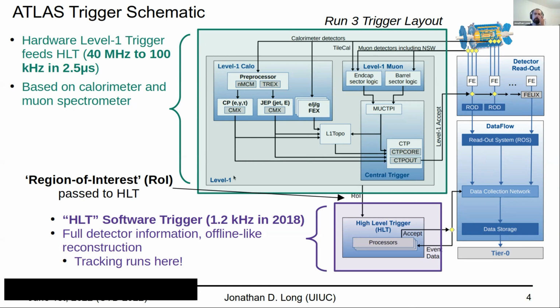Okay. Thank you. Right. So that region around the muon spectrometer or calorimeter is what we call a region of interest, and that's passed on to our high-level software trigger, which runs with full detector information, offline-like tracking, and that spits out a rate of something like 1.2 kilohertz, for example, in 2018, and that's where the tracking runs that we'll be talking about today.